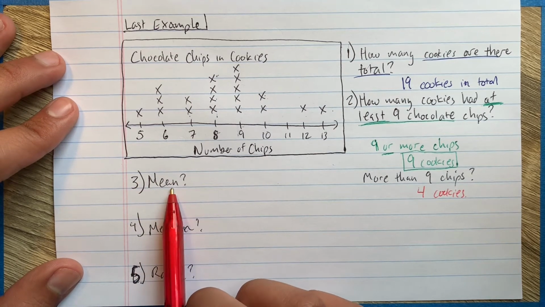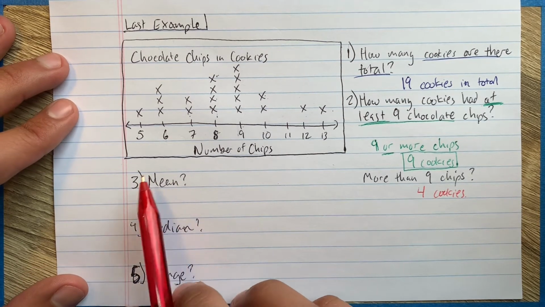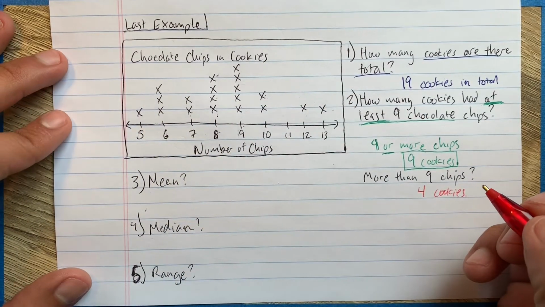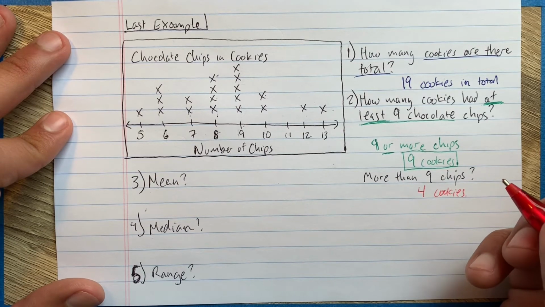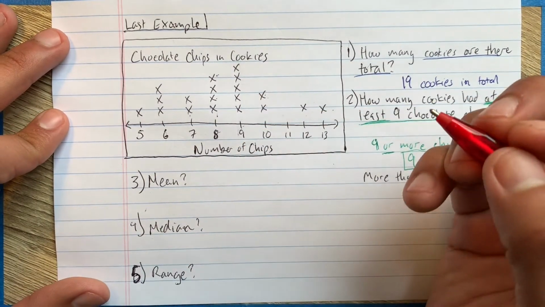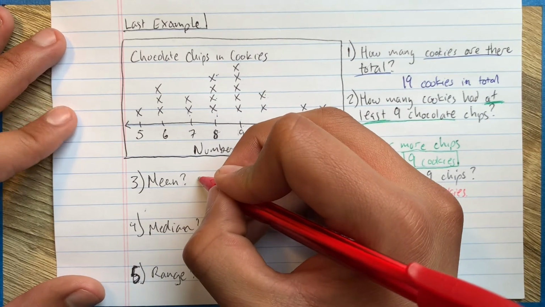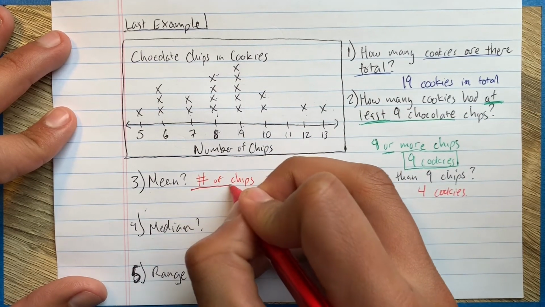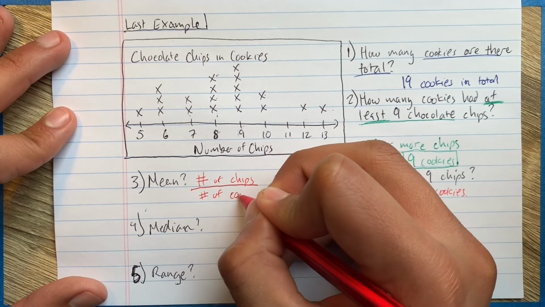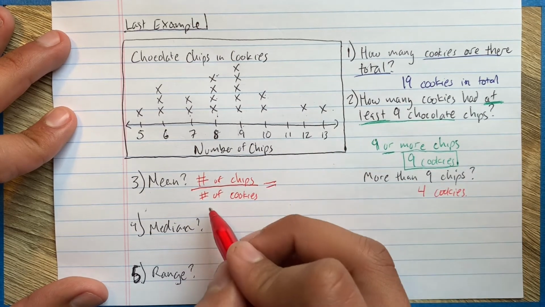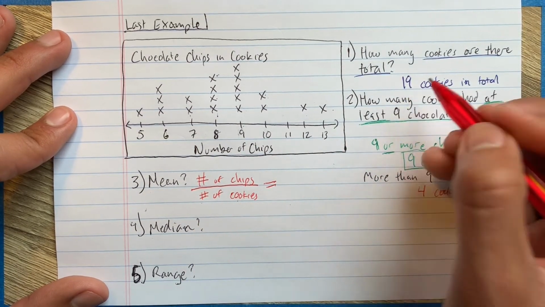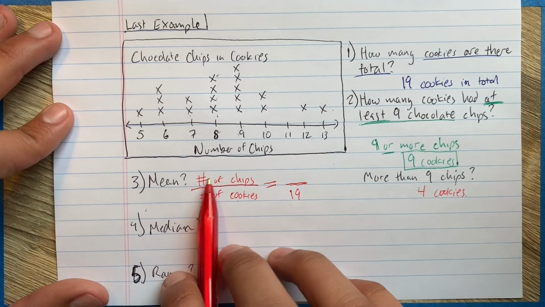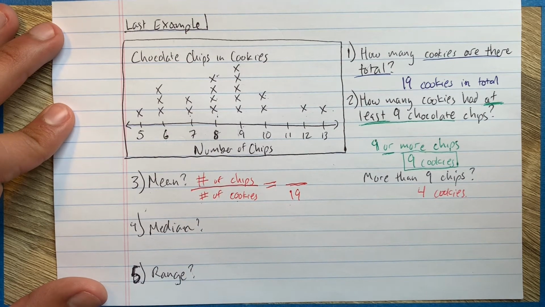The mean value, remember the mean, we have to add up the total number of chips and then divide by the number of data points, in this case, the number of cookies. So this one's going to take a little bit, but here's how we do it. We want to find the total number of chocolate chips, and we're going to divide by the total number of cookies. We already know the number of cookies. We found that over here. It was 19 cookies.